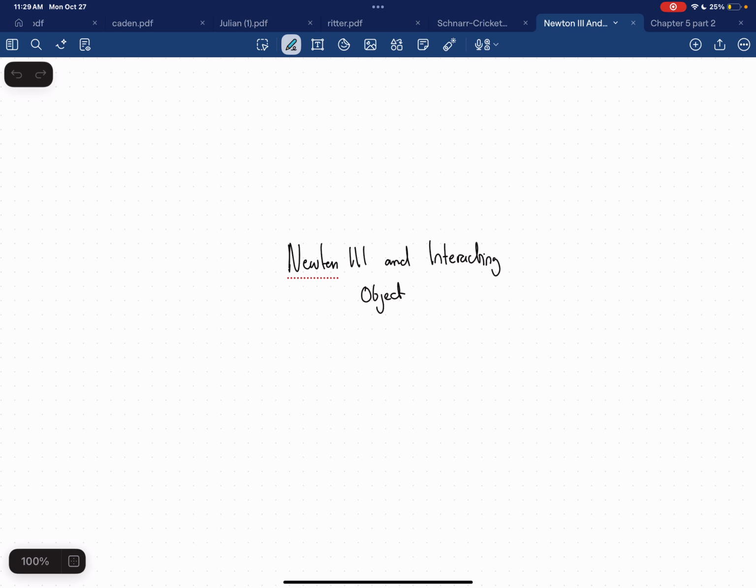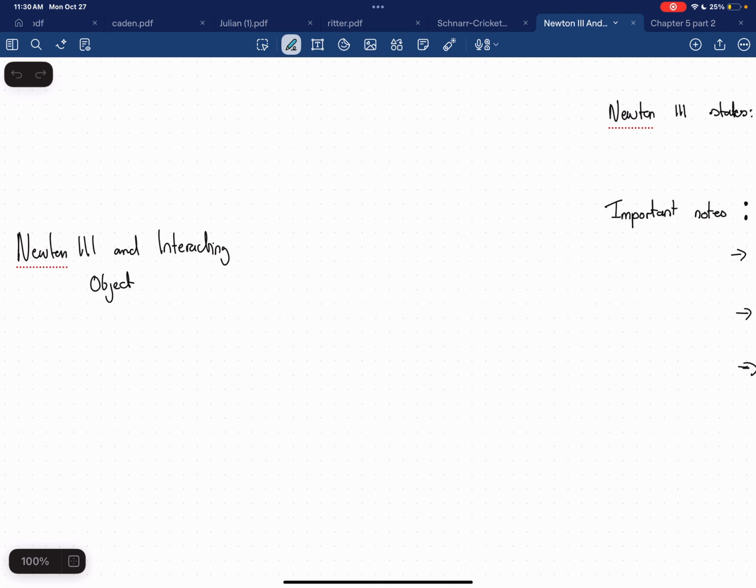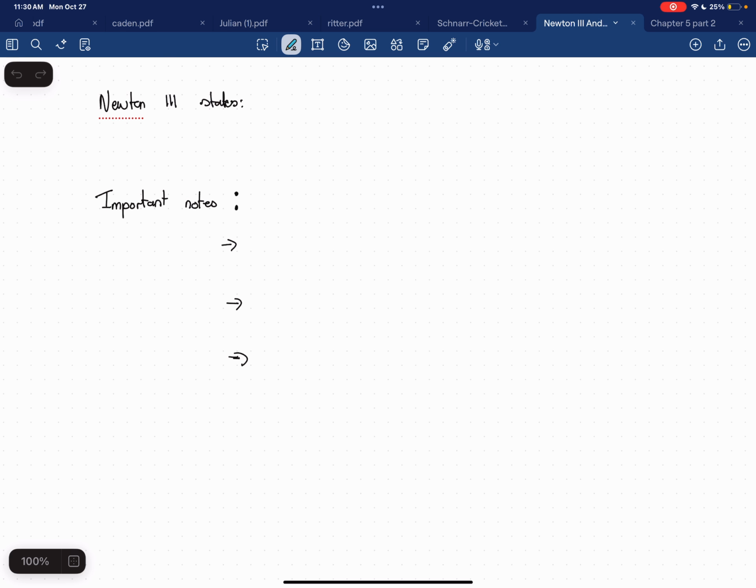Alright, so we've kind of ignored Newton 3 for a while. Yes, it exists, but we're only going to use Newton 2. The main reason why is because we've only been dealing with a force acting on a single object. To really understand Newton 3, you need to see how it behaves with other objects.